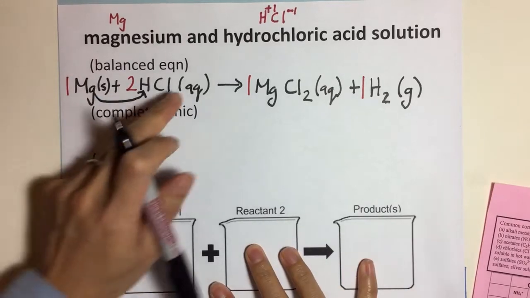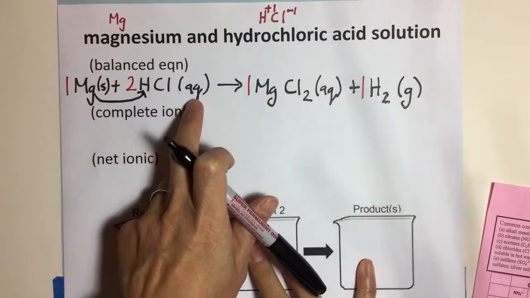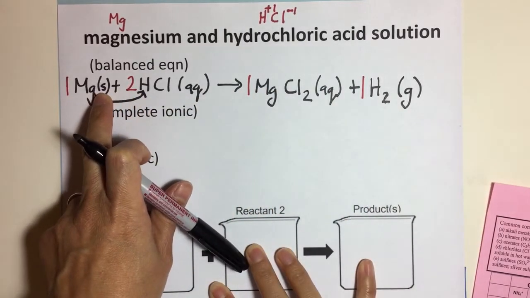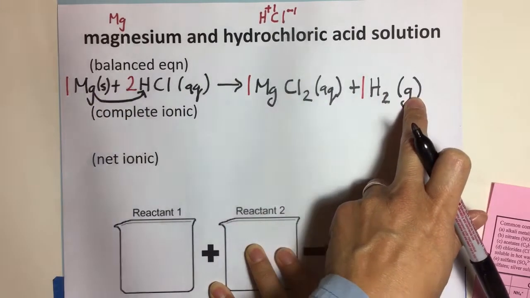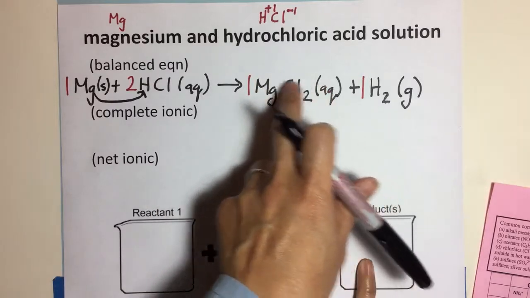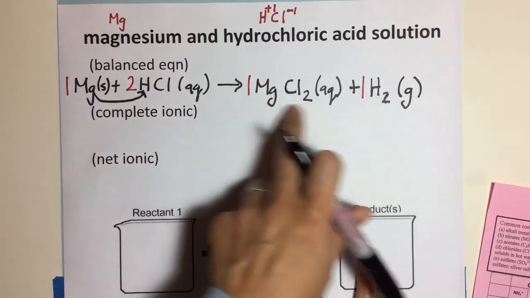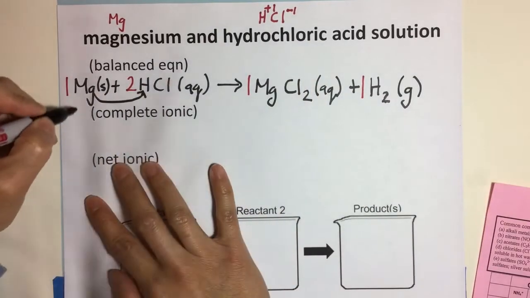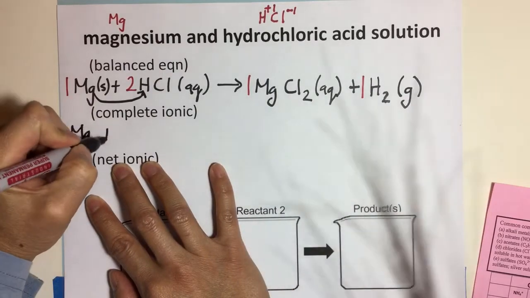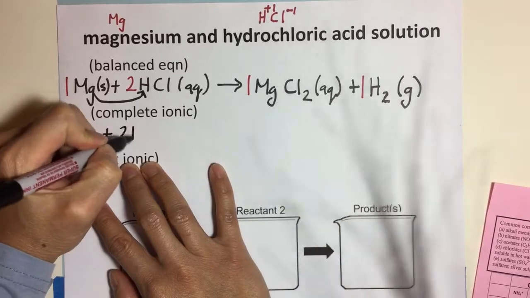Complete ionic means we have to look at the physical states. That's why we put them in the first place. If it's aqueous, we can dissociate it. If it's solid, we leave it as a solid. If it's a gas, we leave it as a gas. So things that can be dissociated are your ionic compounds or your acids that are aqueous. Acids or ionic. So let's leave magnesium as is. Dissociate this because it's aqueous, and it's a strong acid.